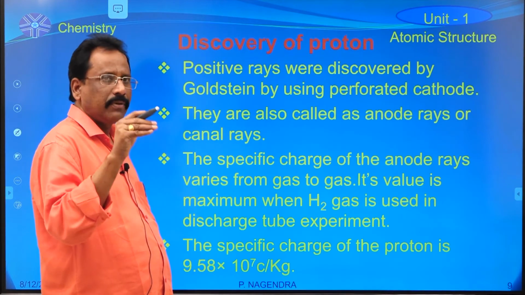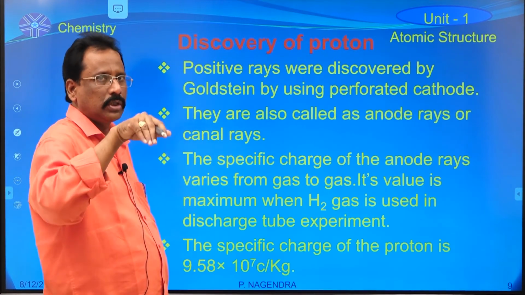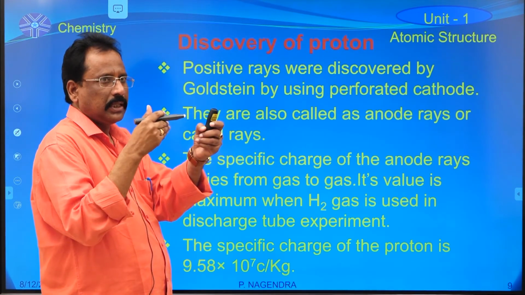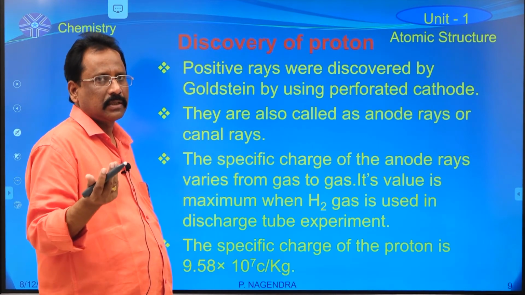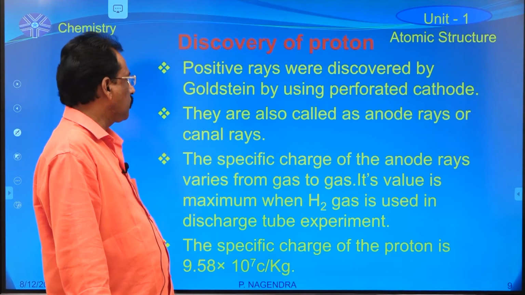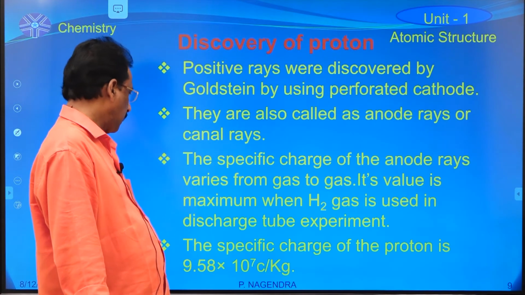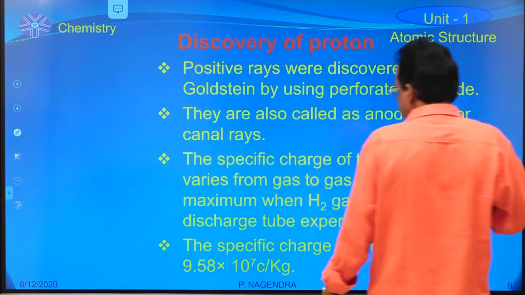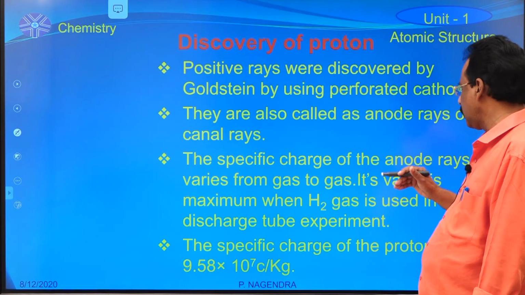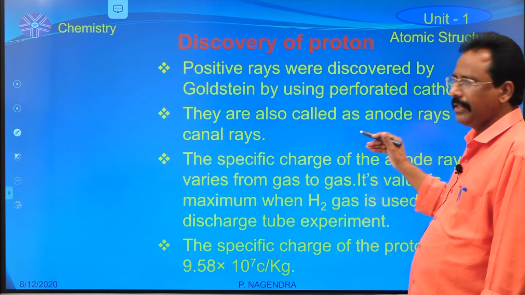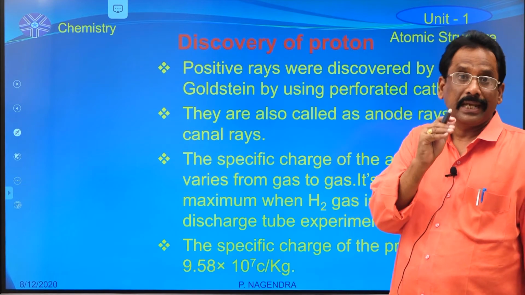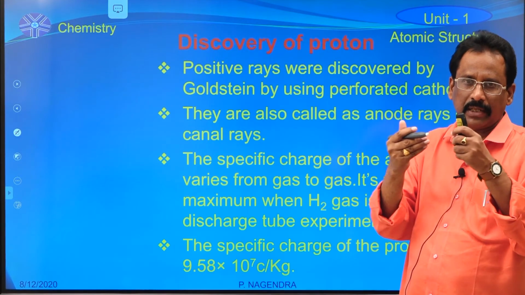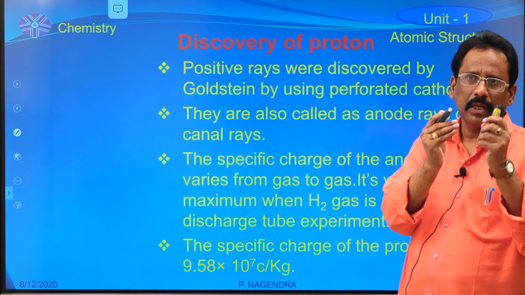Here cathode is having some holes, pores. Through the holes, anode rays pass through that cathode, and they strike the zinc sulfide screen. Immediately scintillations are observed. That is why the positive rays are also named as anode rays or canal rays. Very important point: Goldstein discovered the fundamental particle proton by using hydrogen gas in discharge tube, because hydrogen gas consists of hydrogen molecules.